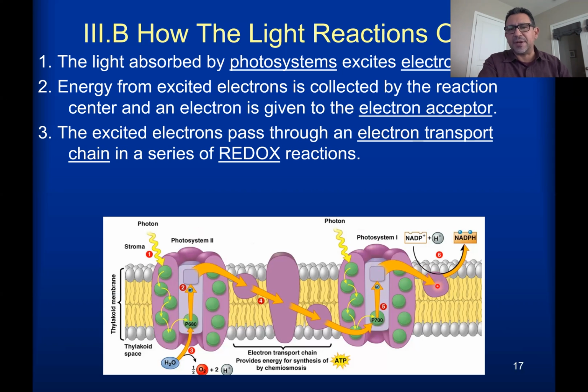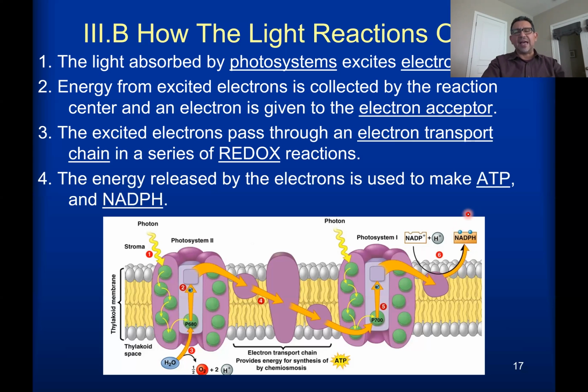And here, this electron will go into another electron carrier, and it's going to be loaded into the coenzyme NADP plus a hydrogen ion and one electron. It's going to become NADPH. So when two electrons have arrived here, NADPH can carry those electrons over to the Calvin cycle. That's how the light reactions work.